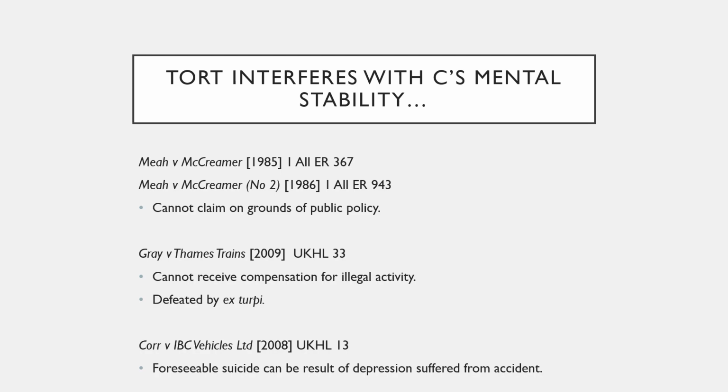A change from this is Corr. So in Corr, they suffered a head injury which led to their depression and they ended up committing suicide. And they said that it's foreseeable that as a result of depression, you'd commit suicide and this depression was suffered from the accident. The main reason I think this has been decided separately is because it was a suicide. It wasn't a murder. They didn't act against another human being. And so it had a different outcome. Again, you have to look at the facts of each individual case. Don't just look at it as, okay, it's something completely different. It's foreseeable. It leads on from one another.